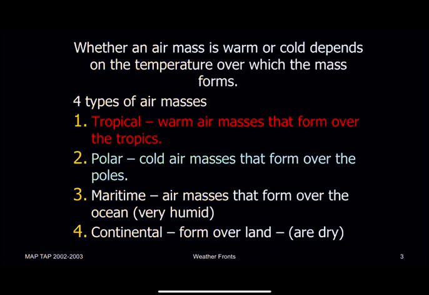Maritime literally means water. So maritime air masses form over the ocean, where it's very humid. And then continental. The word continental means land. So these air masses form over the land and are made up of dry air.